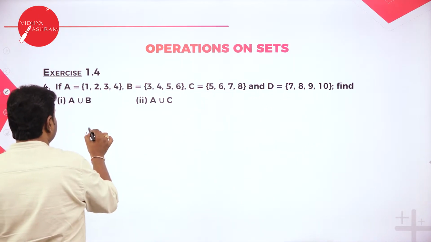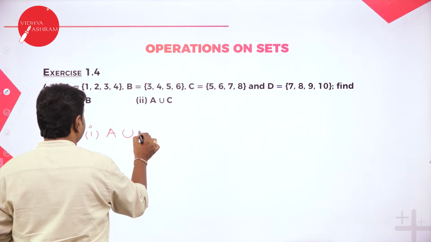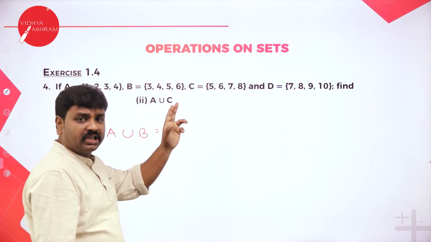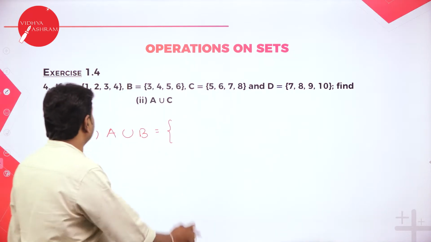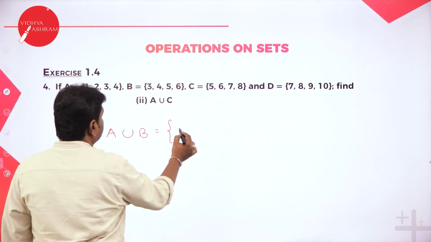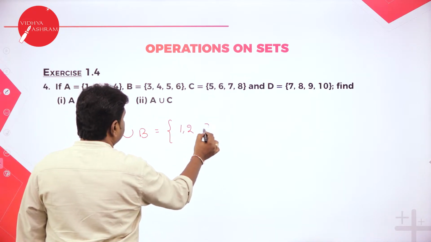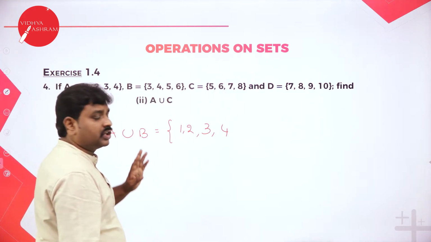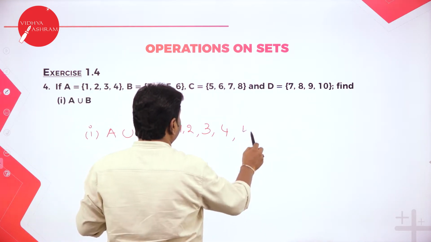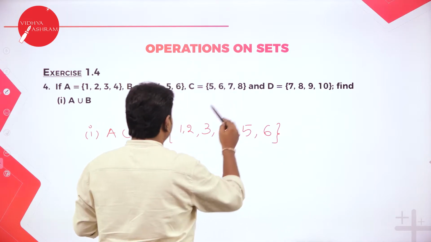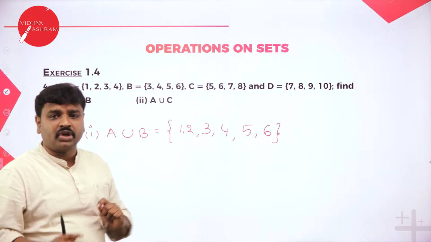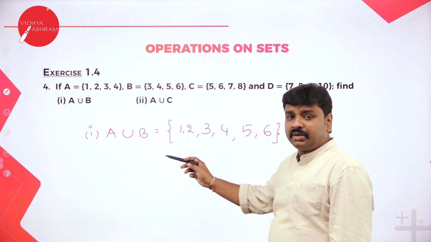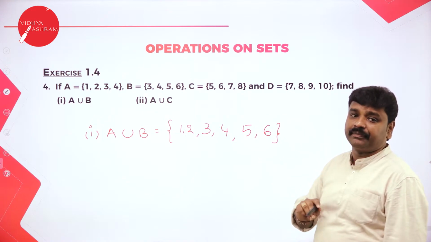First part, we'll find A union B. What is meant by union? Combine the elements of A and B without repeating. The elements of A are 1, 2, 3, 4. And B is 3, 4, 5, 6. In 3, 4, 5, 6, I'll take only 5, 6, as I should not repeat. So now I got A union B. A union B means combining the elements of A with B without repeating.